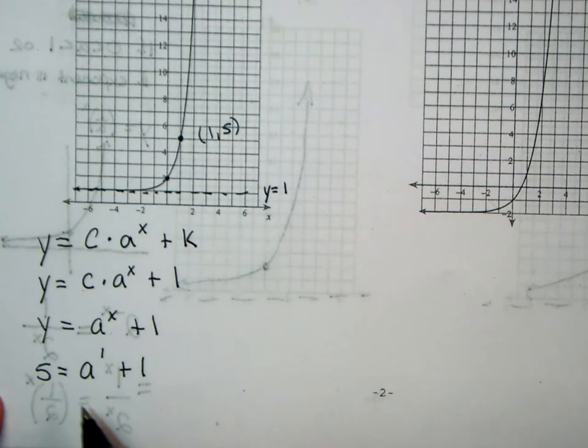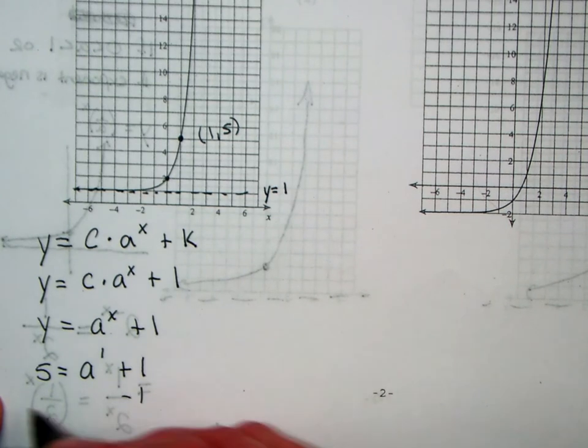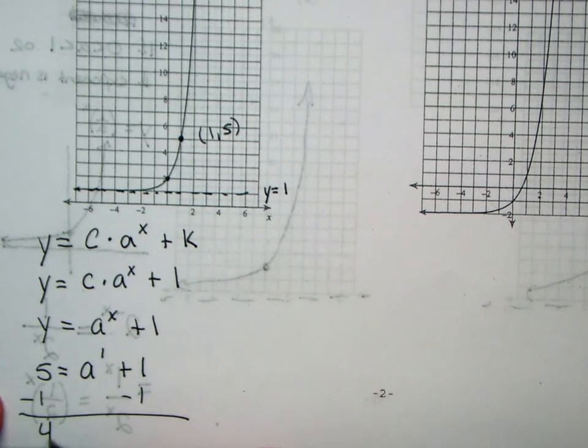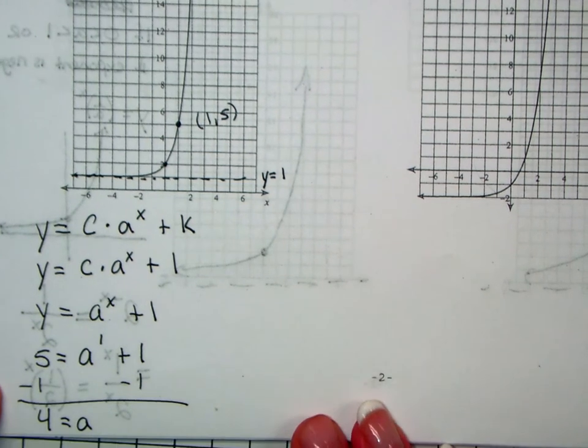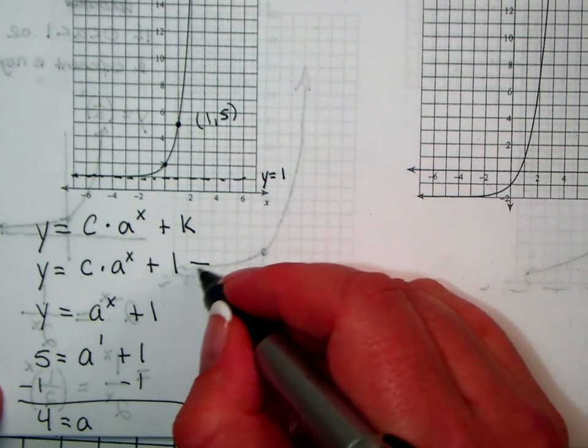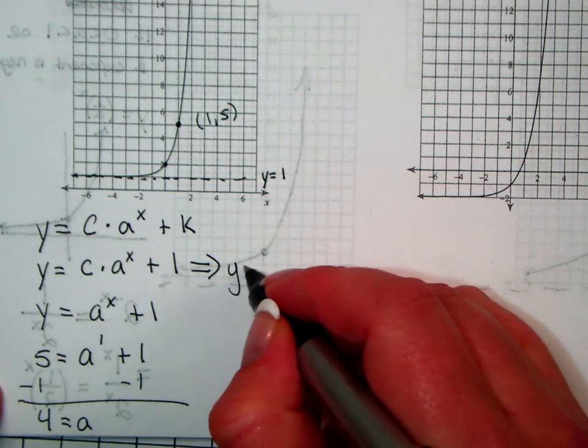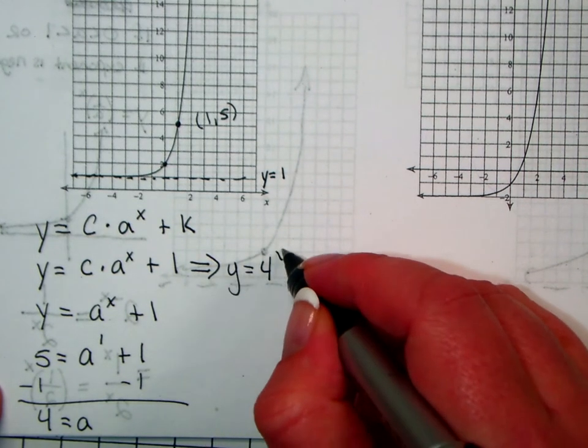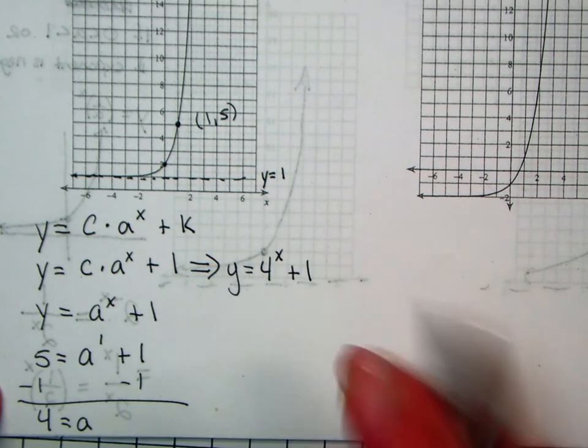If I solve this equation for a, I just need to subtract 1 from both sides, and the exponential base is 4 here. So my equation that I'm looking for is y equals 4 to the x plus 1.